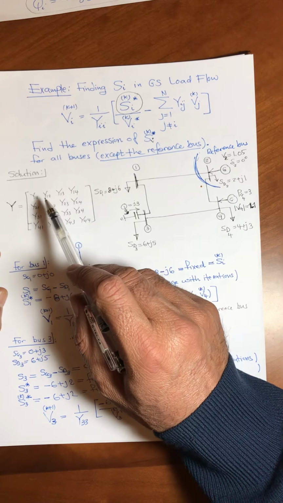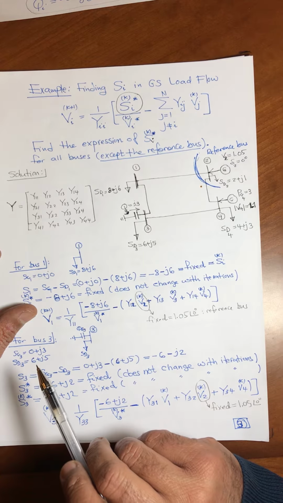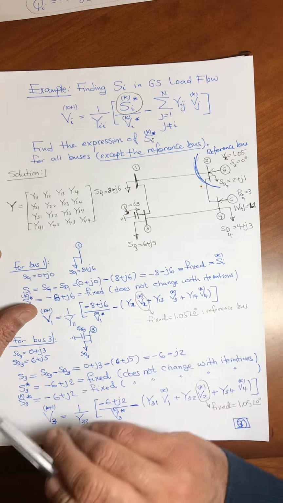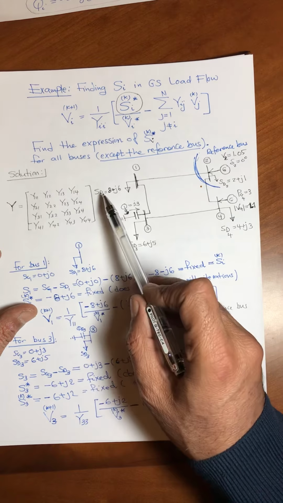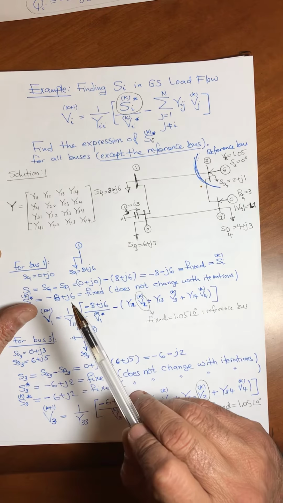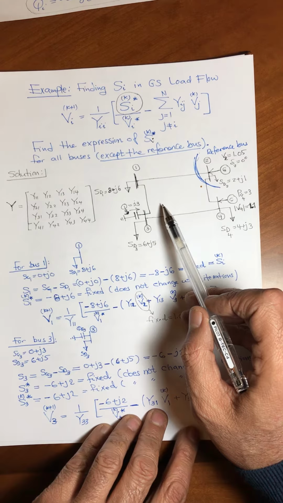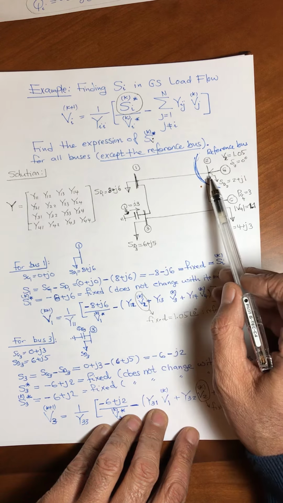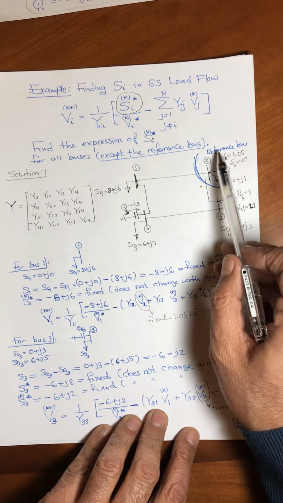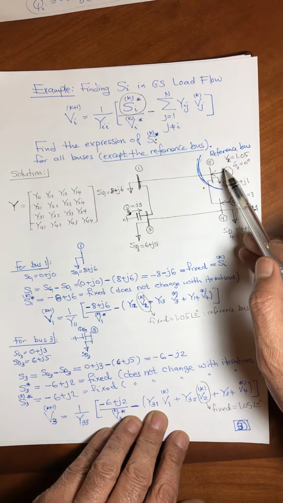Example, this is a 4-bus system. We have bus 1, it's a load bus. S demand at this bus is 8 plus J6. All values are in per unit. Bus number 2 is a reference bus, or swing bus, or slack bus. It has a generator.